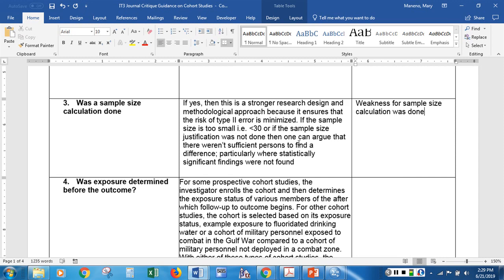But on the flip side, more is better. Over 30 is better, but over 30 doesn't necessarily mean that you had enough sample to reach a statistically significant result, which is the reason why people do sample size calculations. Over 30 is definitely a good thing, but for your study to be even more valid, doing a sample size calculation beforehand to make sure that you have enough people is the better option to go with.